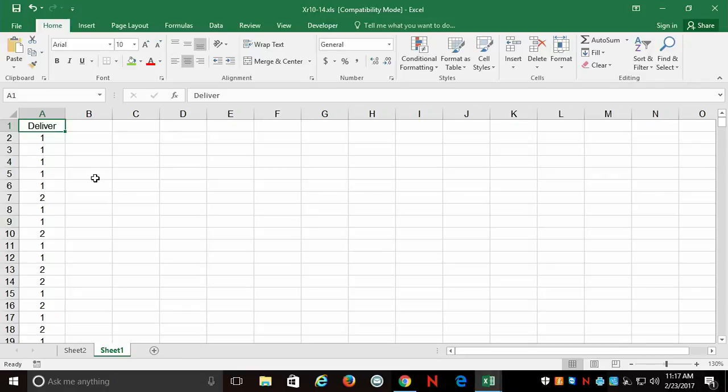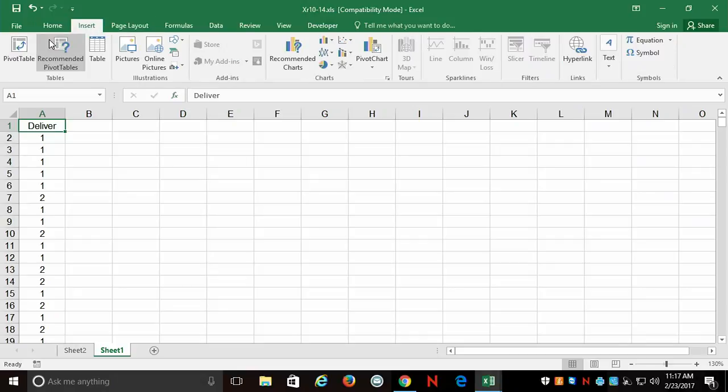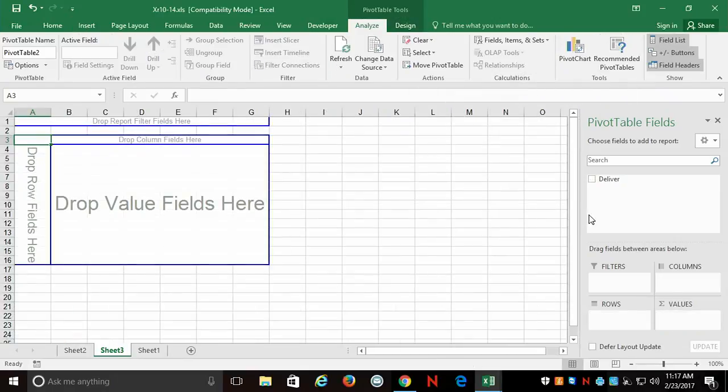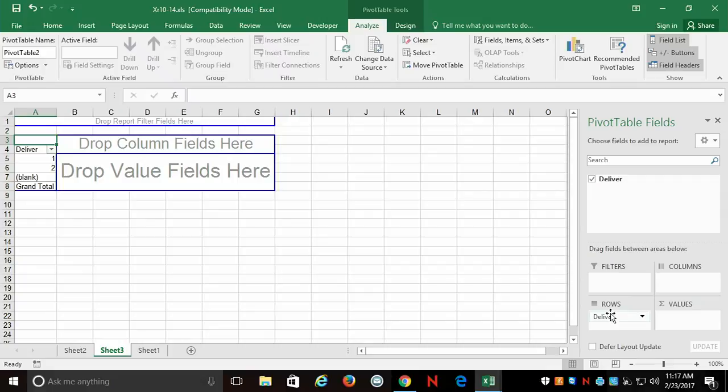So what do I need to do with this data to get p hat? Come on. What would I do? What's that? Sure, I'd do a pivot table. So I'm going to go to insert. Well, let's highlight that data first. Pivot table. Click OK. I'm going to drag delivery to the rows. Drag delivery to the values.